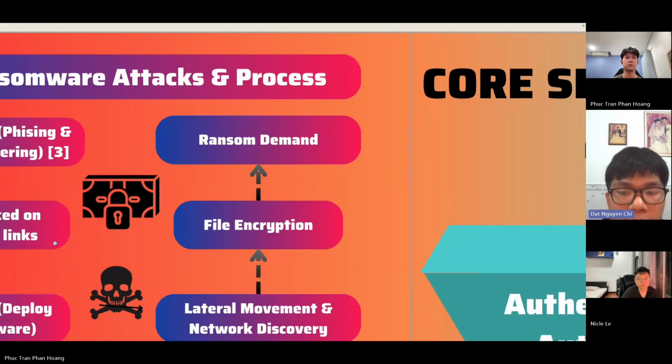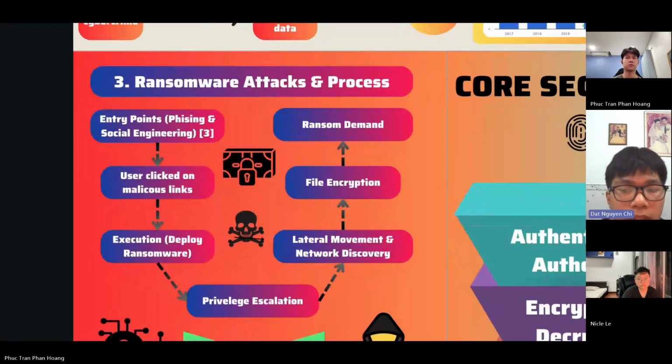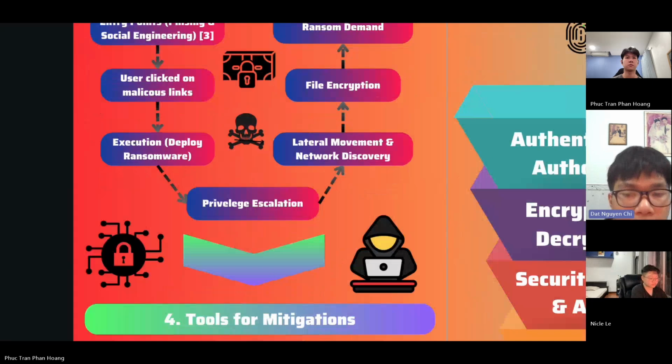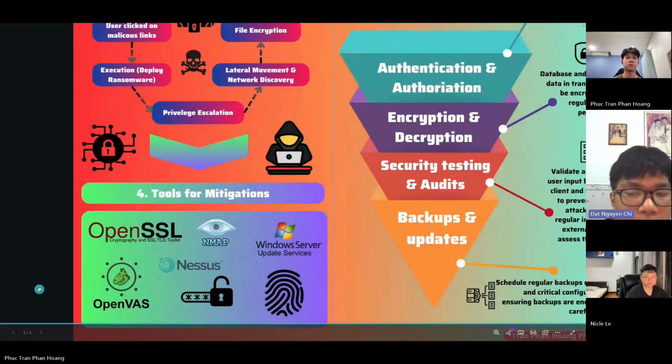This streamlined process highlights the key stages of a ransomware attack, showcasing how attackers infiltrate, exploit, and capitalize on system vulnerabilities. Next, we are going to see the tools for mitigation and our security design.